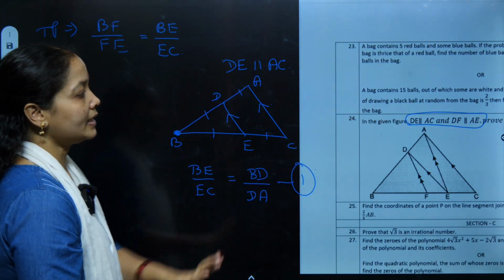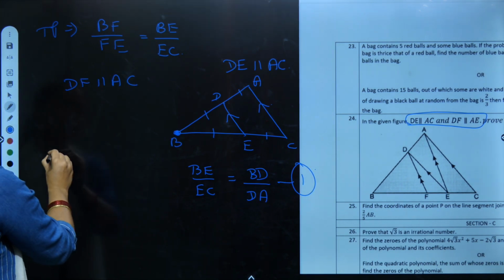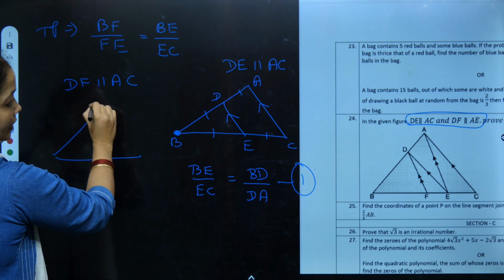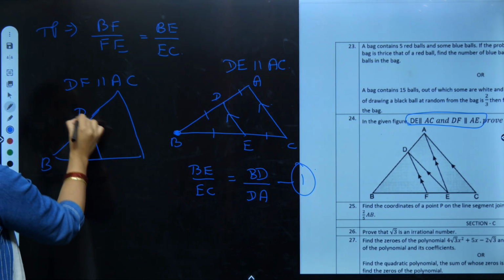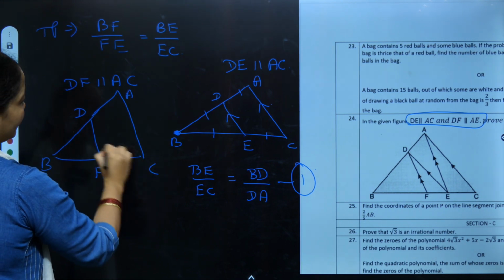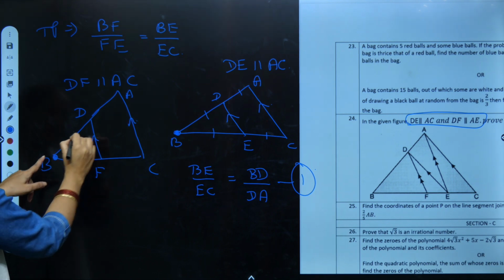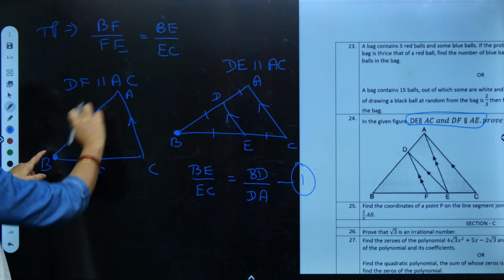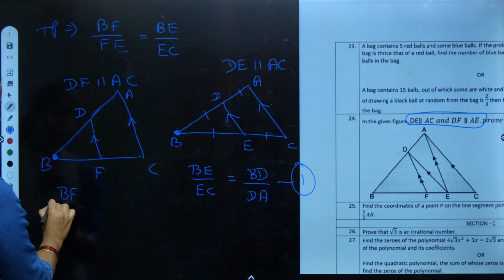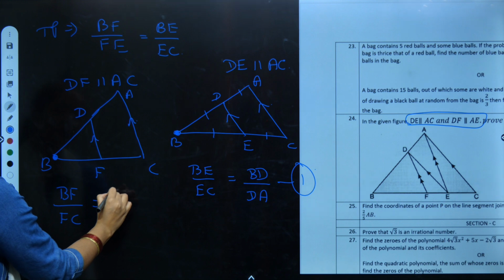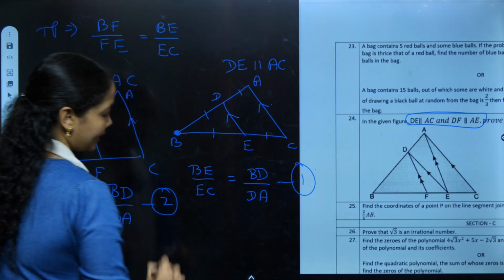Now I'll choose the second given parallelism, DF parallel to AC, and again draw the figure randomly. When DF is parallel to AC, this is my figure. This is B, D, F and AC. Now DF is parallel to AC. Again, B is my single vertex and these are the two parallel lines. Non-parallel lines are divided in the same ratio. So I can write the ratio BF by FC is again equal to BD by DA. I'll consider this as my second equation.